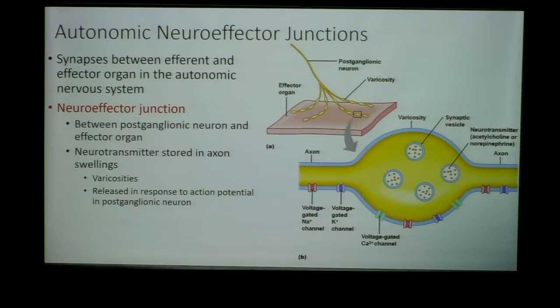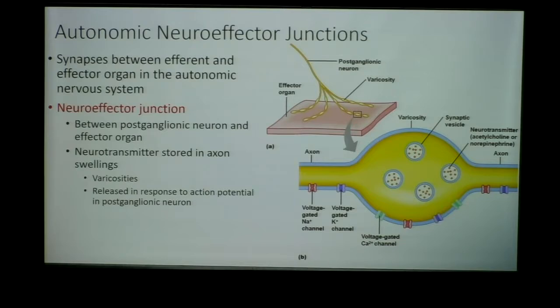So the differences here is that we have varicosities. Varicosities are basically these swellings along the ending of the second neuron, so the postganglionic neuron. And instead of an axon terminal, right, we talked about an axon terminal, which is that large bouton, that large swelling at the neuroeffector junction, we don't see that axon terminal. What we see is a varicosity. It's just a swelling along the distal part of that neuron, okay?